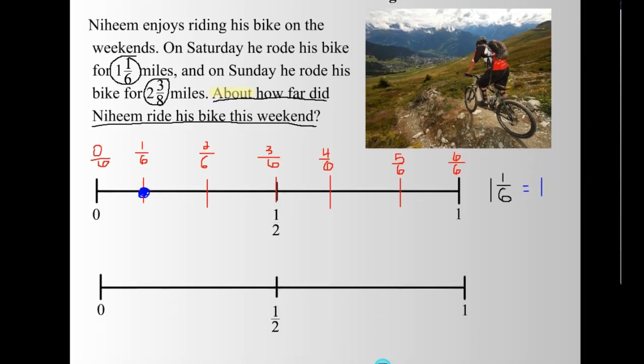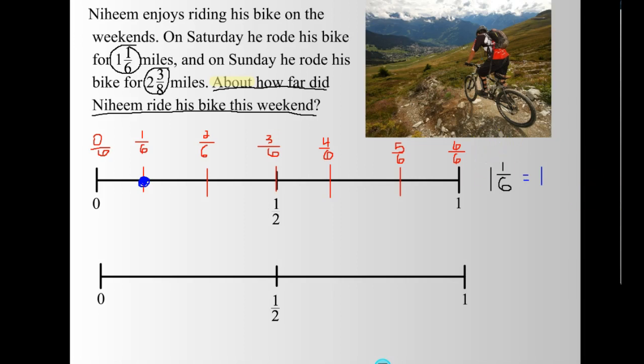But now we have the other fraction to look at. So we also have the fraction up here of 2 3/8. So we would be looking at the fraction 3/8. Remember, we're not worried about the 2 yet. We'll add that in later. So I'm going to split my fraction line here into 8 equal pieces. And so now that I have that, I can find my fraction on my number line. So I have the fraction 3/8, which is located right here.